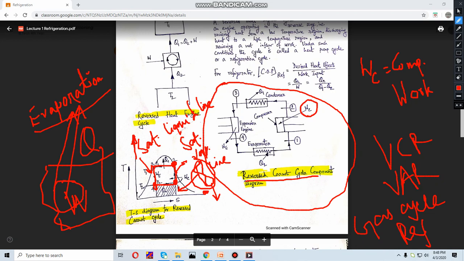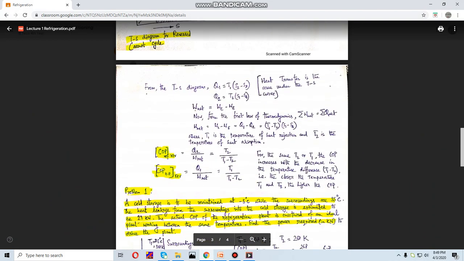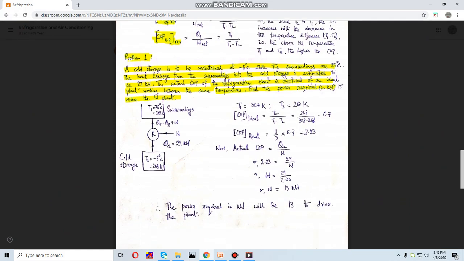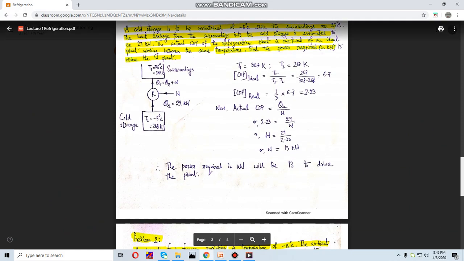Any refrigeration is basically dependent on this concept. The refrigerant has to evaporate somehow. Heat has to be transferred for this evaporation from the system which needs to be refrigerated, and the space will therefore get refrigerated. Until and unless that happens, refrigeration cannot occur. So let us solve a problem over here. There are some calculations you will find in the class notes. Now let us solve this problem.